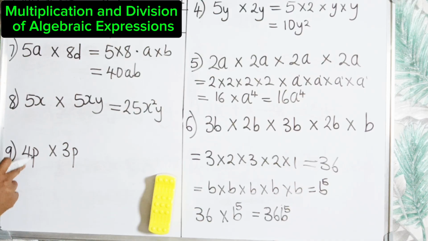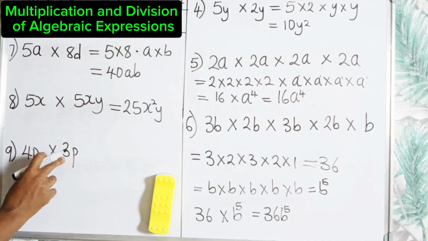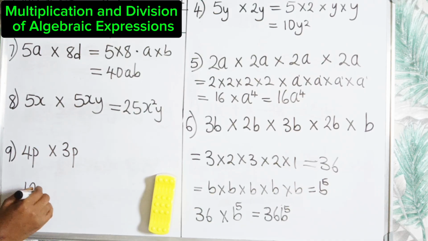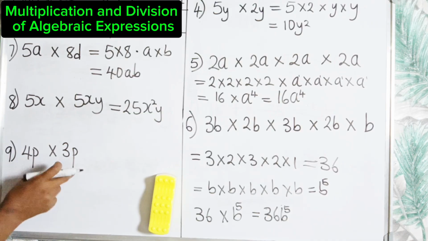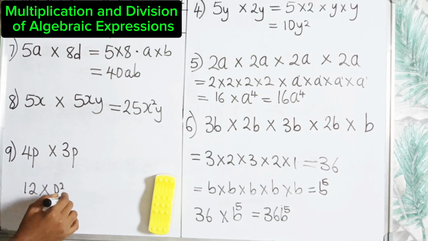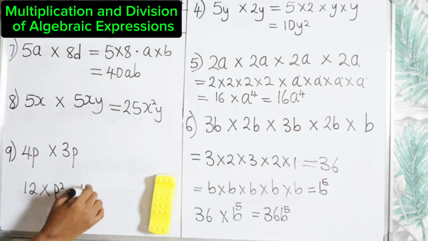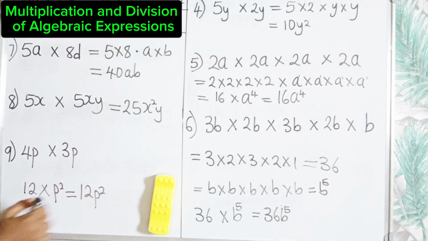Okay, so for number 9, we have 4p times 3p. So we multiply the coefficient first. 4 times 3 is 12. And then we add the variables. P times p is p squared. And this is equal to 12p squared.